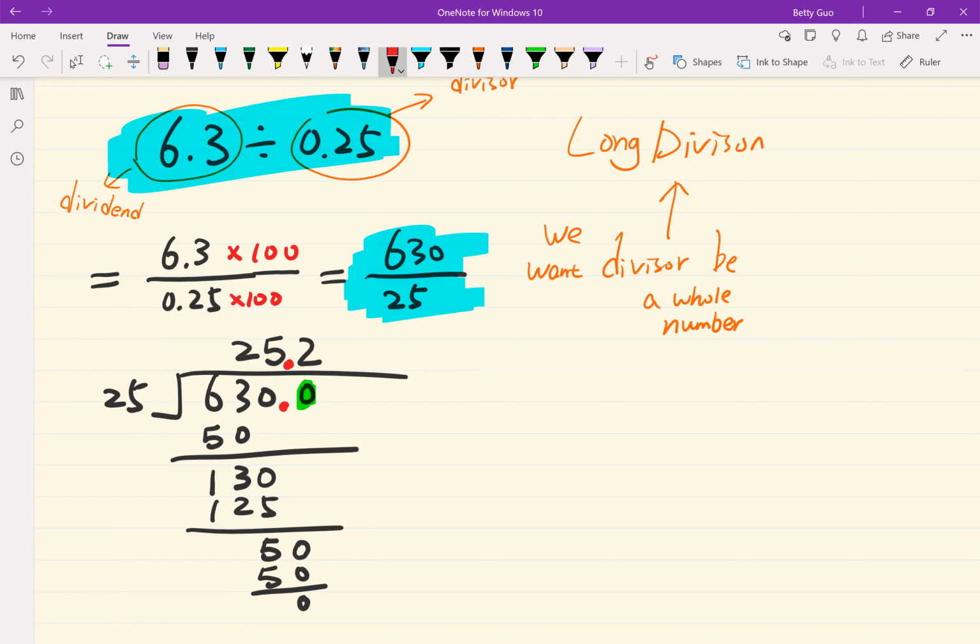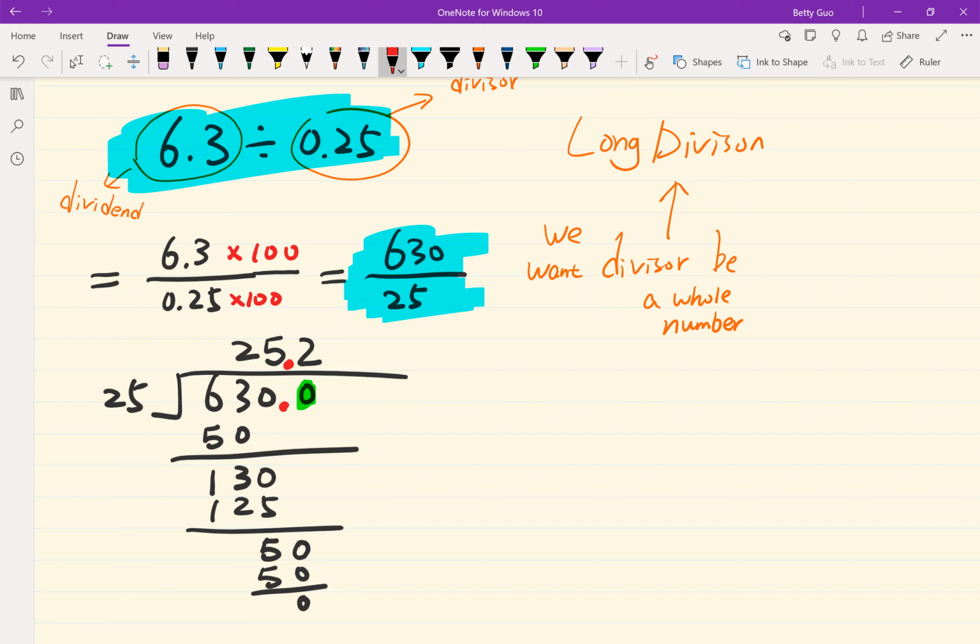Because everything in a long division is very neat. In a long division, all the places are aligned vertically. This is a decimal point. This is the tenths, this is the ones, the tenths, the hundredths. So all the places are aligned. So the quotient is 25.2. That's how we apply long division to divide decimals.